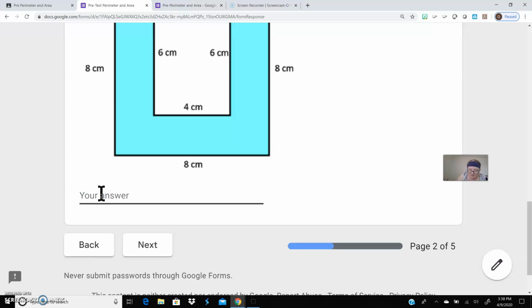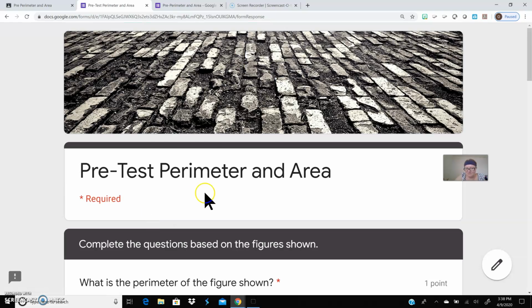Now I'm going to type in my answer. Now with these answers that you have to type in, if you type in 44, yes, it's correct, but you need to get used to typing in the whole answer. So I'm going to put a space, I'm going to put centimeters because see, they're looking at centimeters. I'm going to click next.